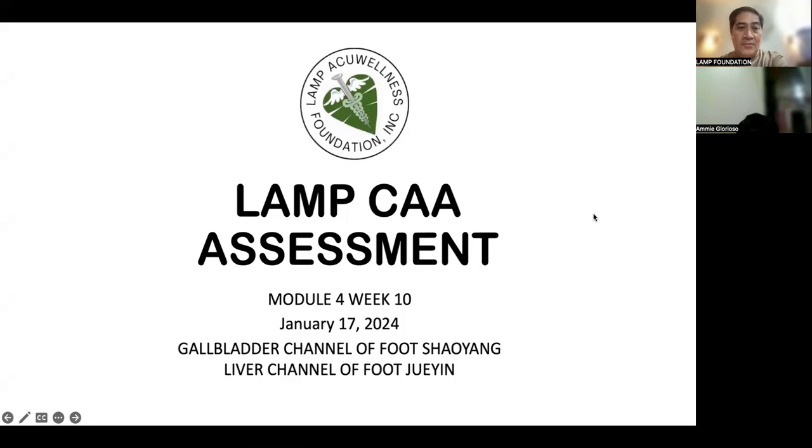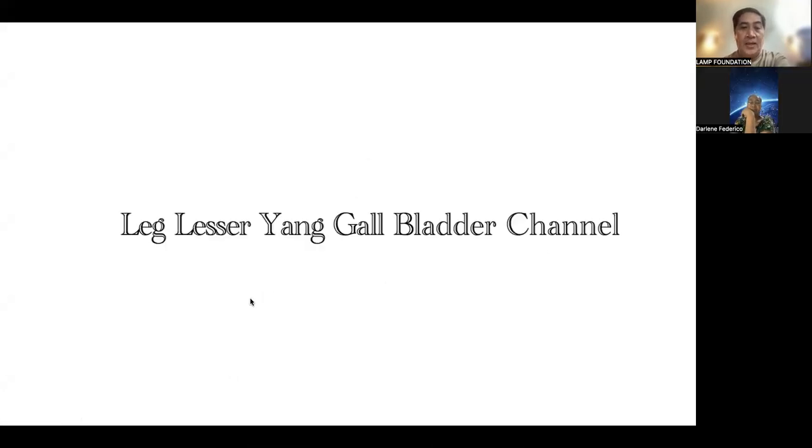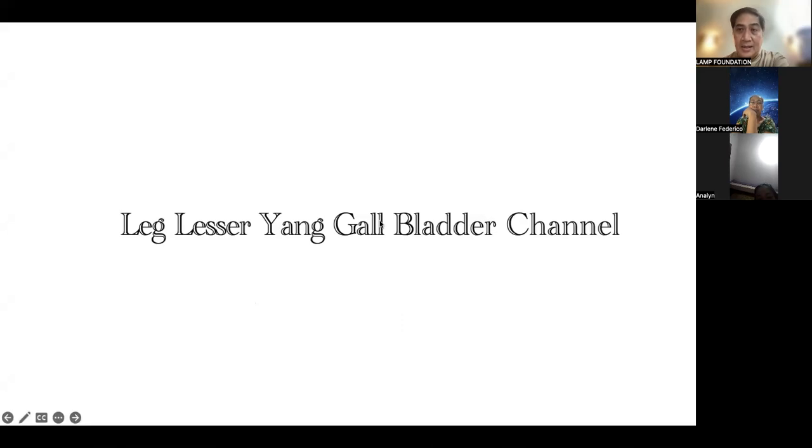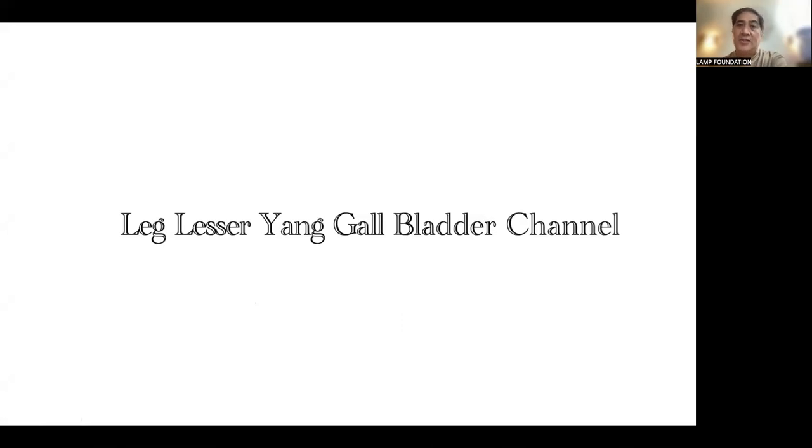Tonight, we shall take up the gallbladder channel of Foot-Shaoyang and the liver channel of Foot-Jueyin. The gallbladder channel of Foot-Shaoyang is also known as the leg lesser yang gallbladder channel. So lesser yang po siya.